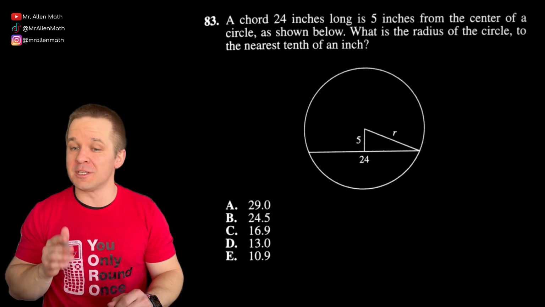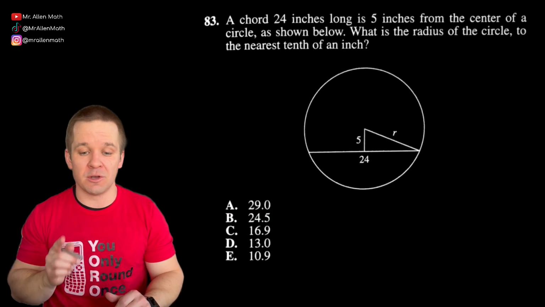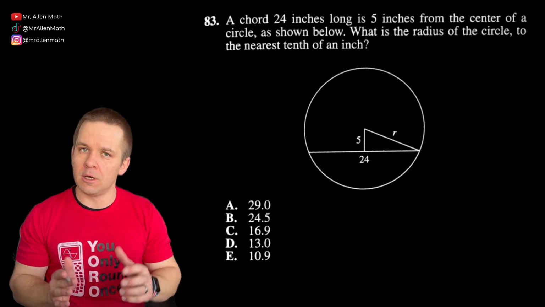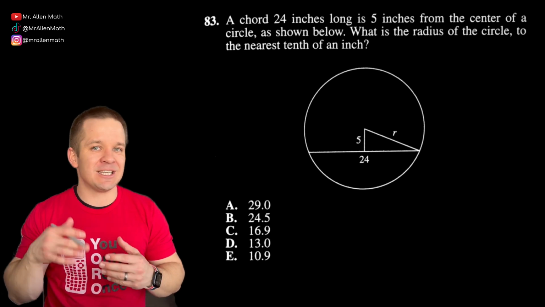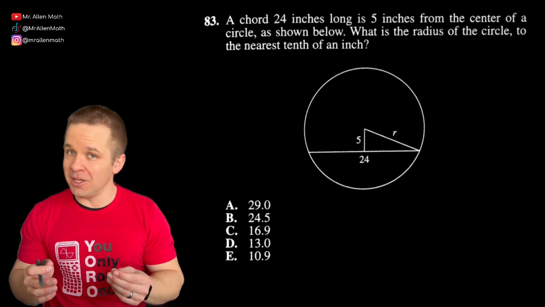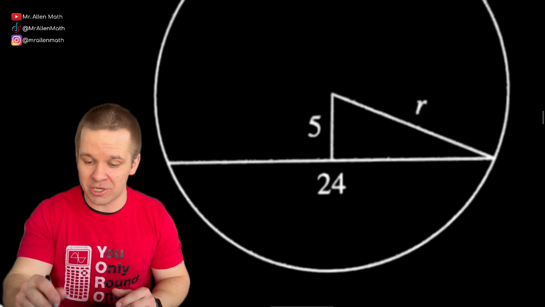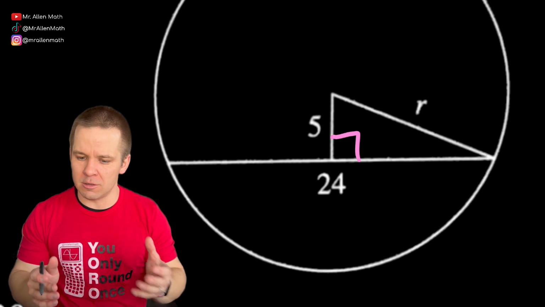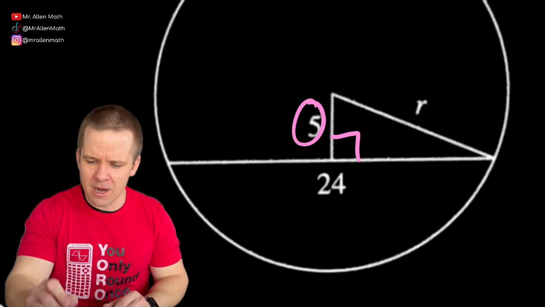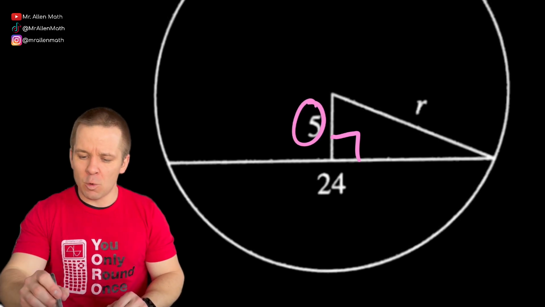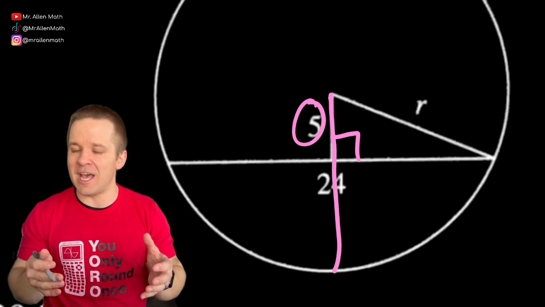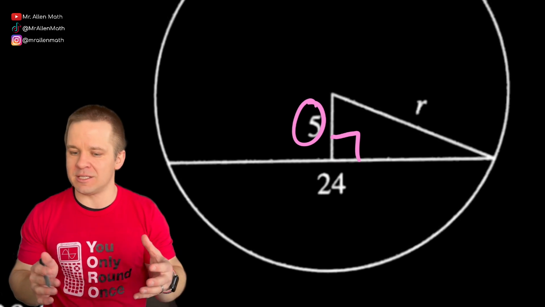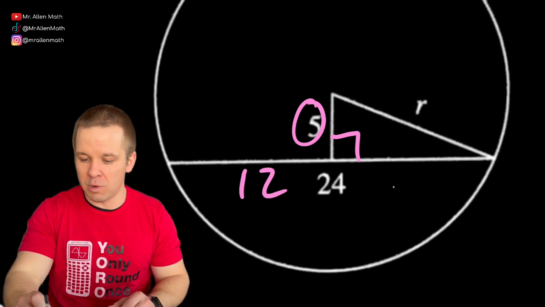A chord 24 inches long is 5 inches from the center of a circle, as shown below. What is the radius of the circle to the nearest tenth of an inch? When we're talking about a chord and its distance to the center, it's measured perpendicular to that. So what we have here is a right angle and a right triangle within this circle. I've got 5 right here, and when I draw a radius and extend it through that chord, it bisects that chord. It splits it in half. So I've got pieces that are 12 and 12.